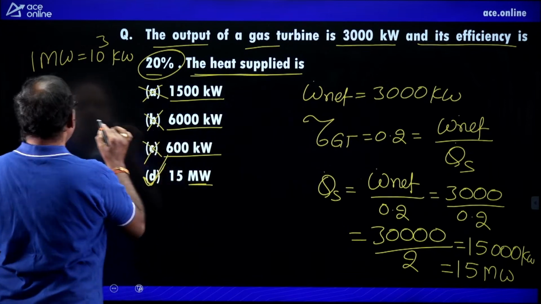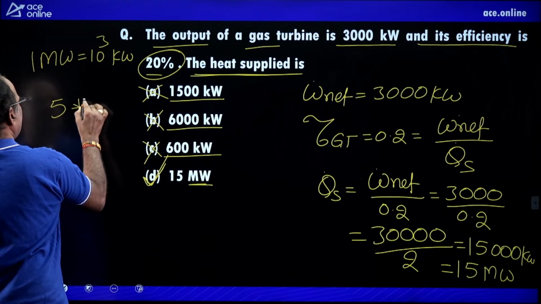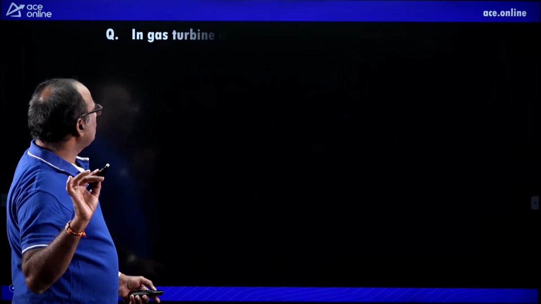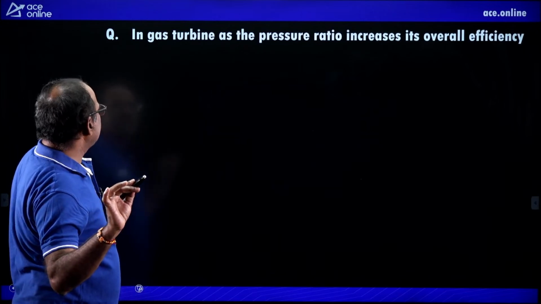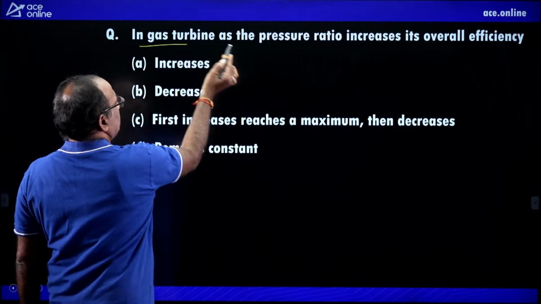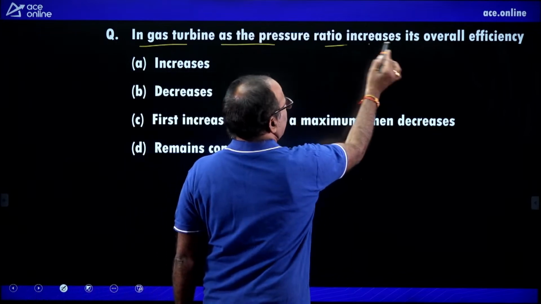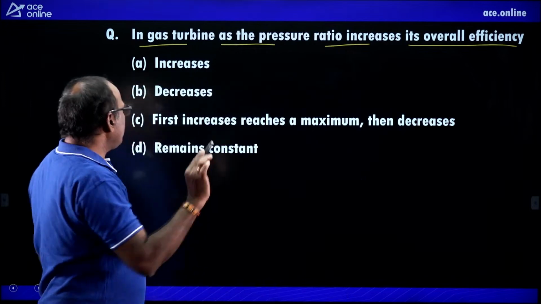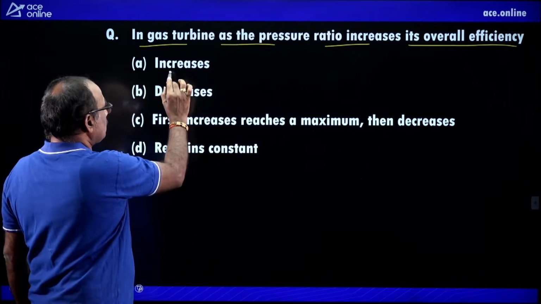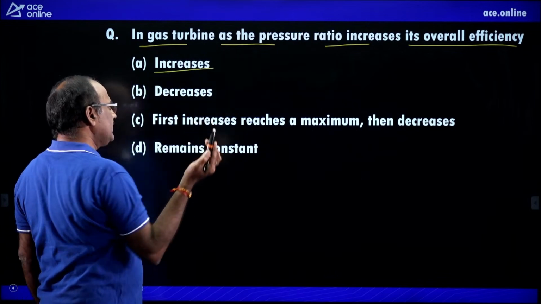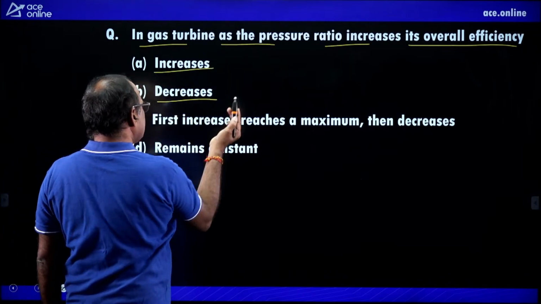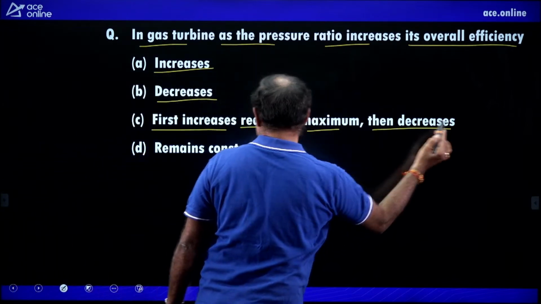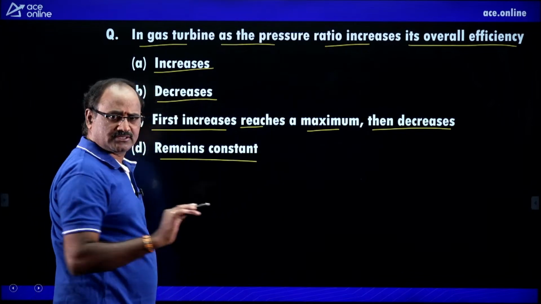Okay, this is also a most expected question. I can say it is a 5-star question. Similarly, look at the next question. Try to read it clearly. It is asked like this: in a gas turbine power plant, when the pressure ratio increases, its overall efficiency: option A, increases; option B, decreases; option C, first increases, reaches a maximum, then decreases; option D, remains constant.